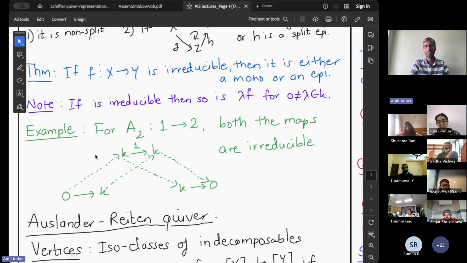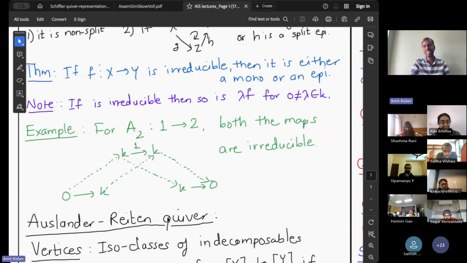Both these maps are. I didn't follow the example. Can you repeat it again, please? I will do it in the tutorial properly, for all A_n in fact. You say both the maps are irreducible, but what are the two maps? I see only one. There are two maps: 0k to kk and kk to k0. Fine, I get it. Thanks. Okay, good.